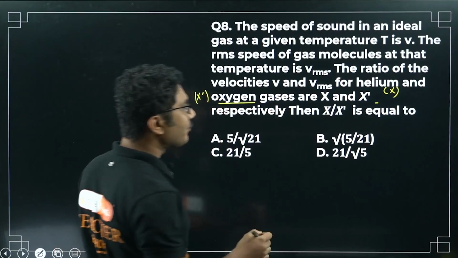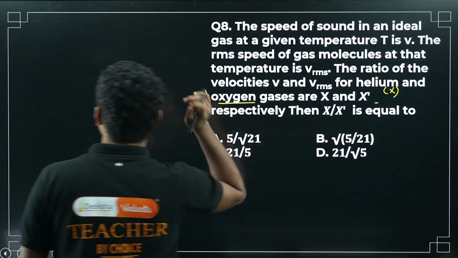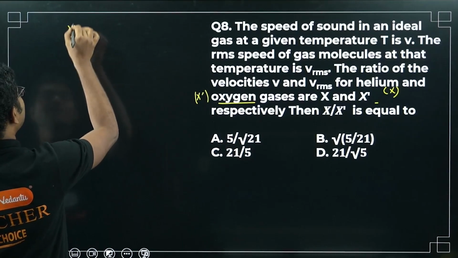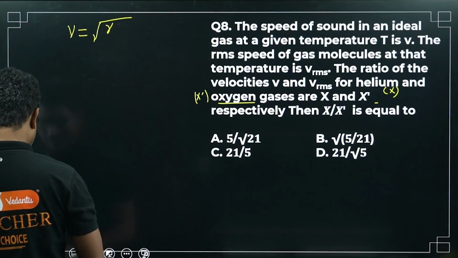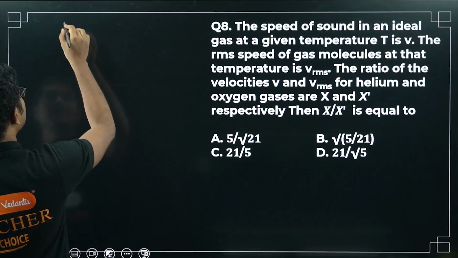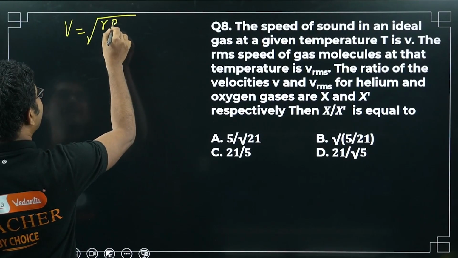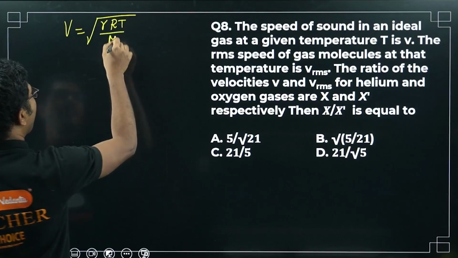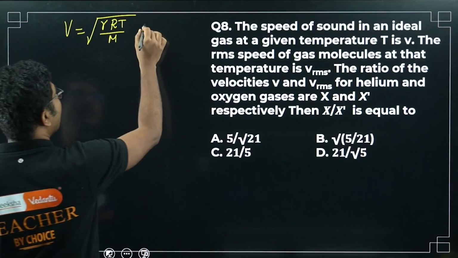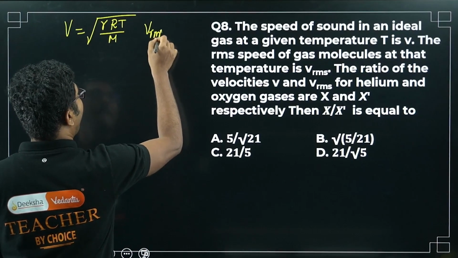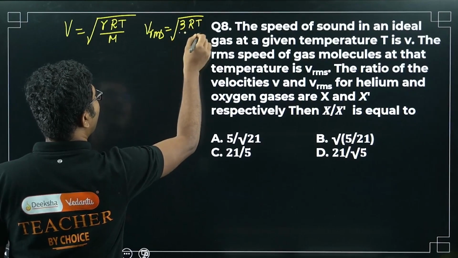Okay, now we have to find the ratio of X to X dash. This is a previous year question. So first we need to know what is V. V is square root of gamma P by rho. We have done this during our class. V equals square root of gamma RT by M. We can convert gamma P by rho into gamma RT by M, and Vrms is square root of 3 RT by M.